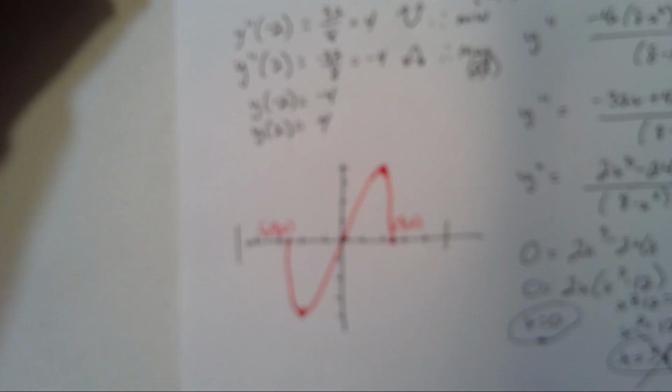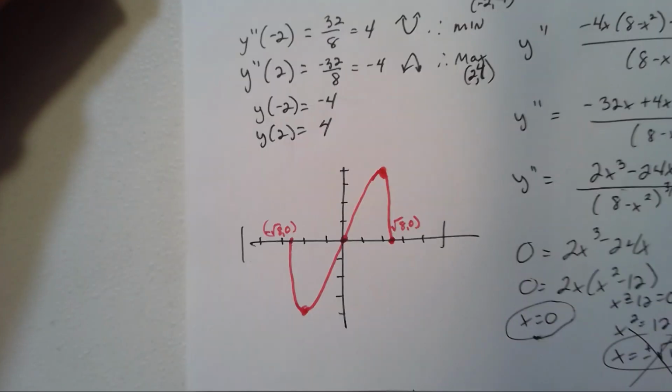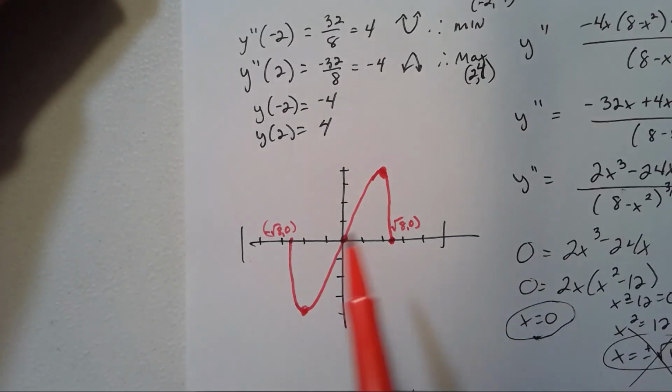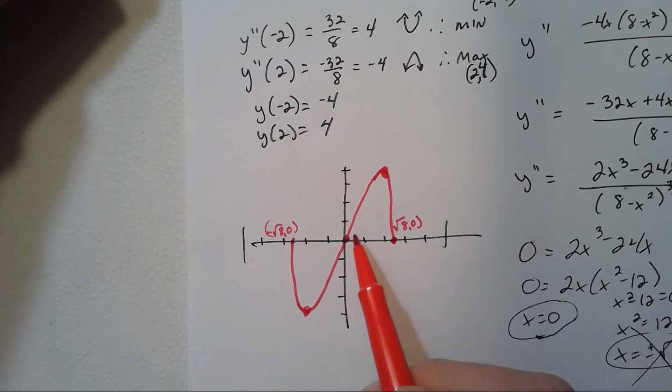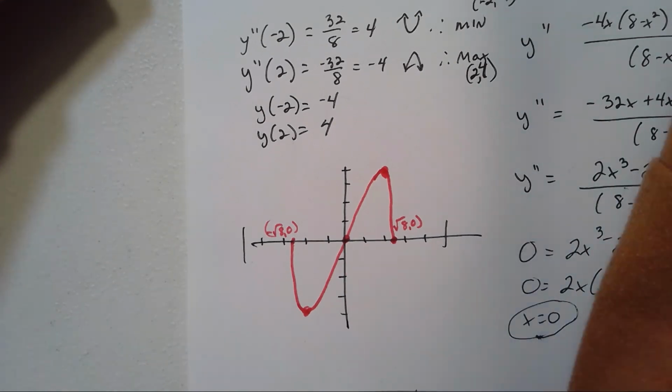It's concave up on the left side here, so from negative square root of 8 to 0. So it's concave up from negative square root of 8 to 0. I'll write that down. You don't have to watch me write it down. It's concave down from here to here, so from 0 to square root of 8.